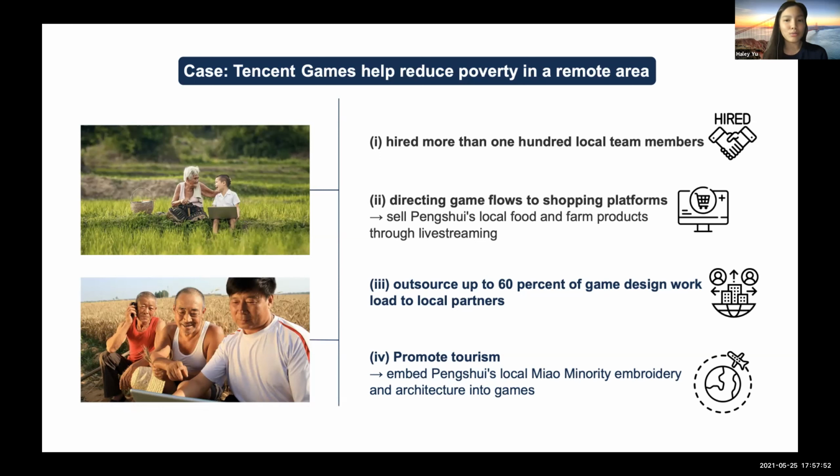And the third one is that they outsource their game design work to local partners, who know the feel and the scenes of the place. So the talents there can either go to work for Tencent or outsource to the local partners. And the last one is that they promote tourism by injecting local scenes into their games, like the architecture or the nature. So that is an approach where they can generate money through the games, but when they generate money, they are helping the locals to get money and jobs.